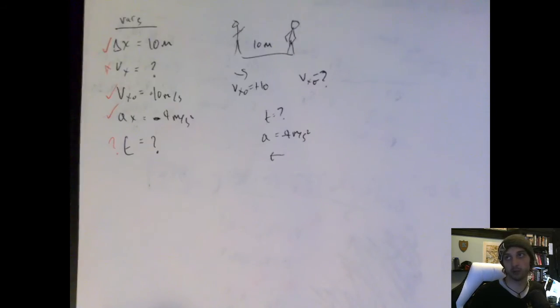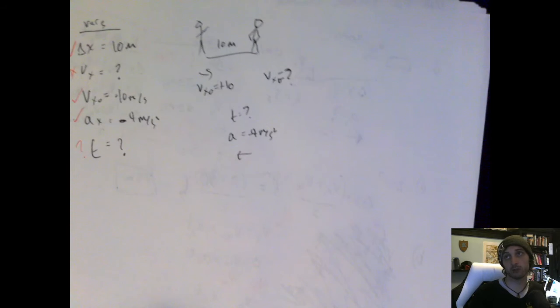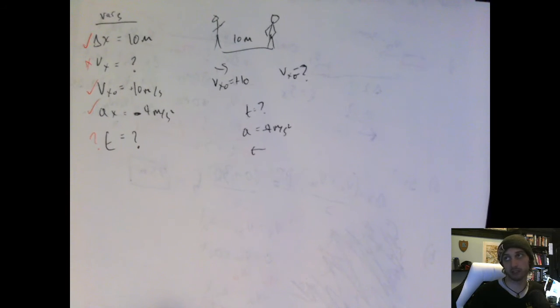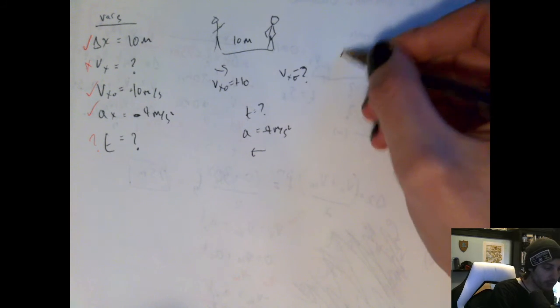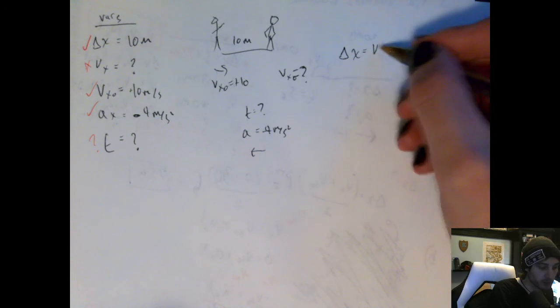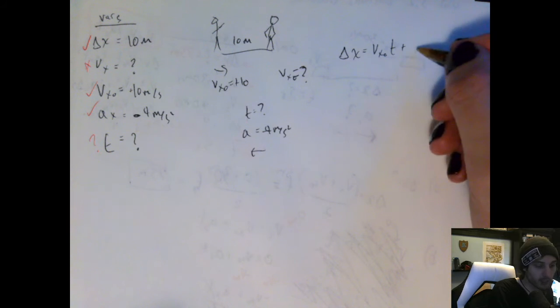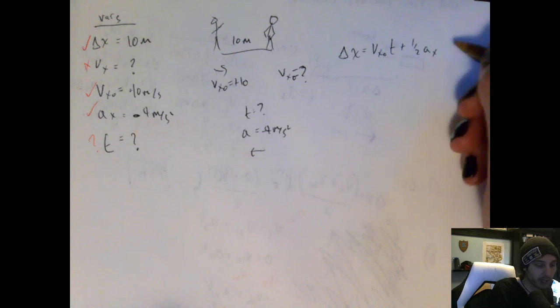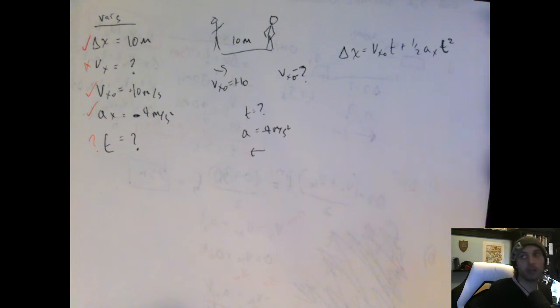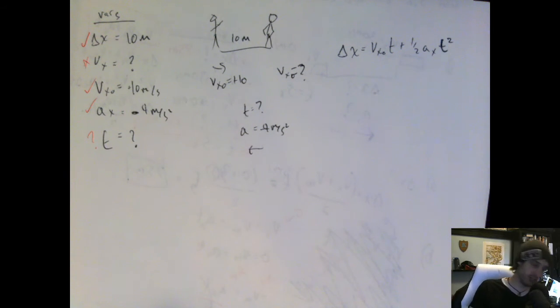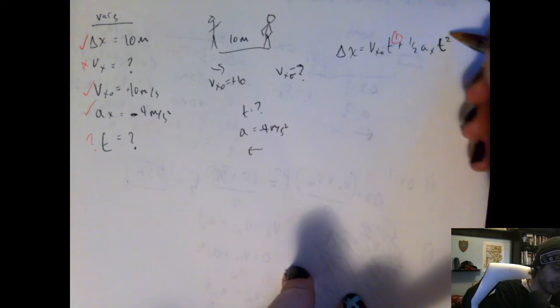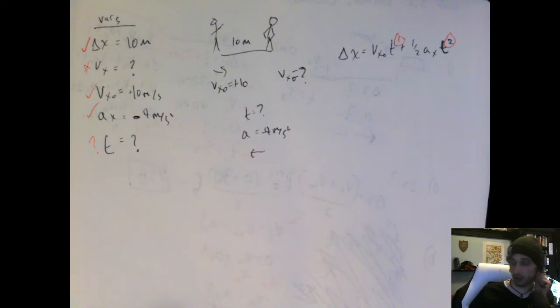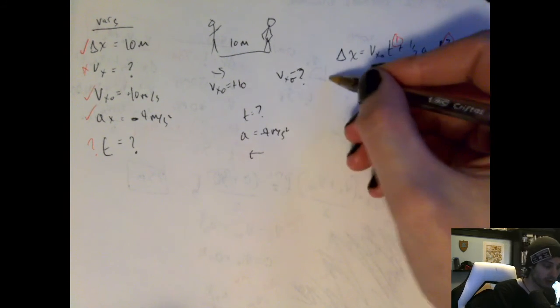So let's do it that way, and then we'll go back and do it by solving it with two different equations for people who don't want to use the quadratic but are okay with using a system. So we've got delta x equals Vx naught times time plus 1/2 ax t squared. This one is weird because we have two different exponents on our time. Anytime you have that where you've got one of them squared and the other one not squared, the way you're going to solve it is with the quadratic equation.